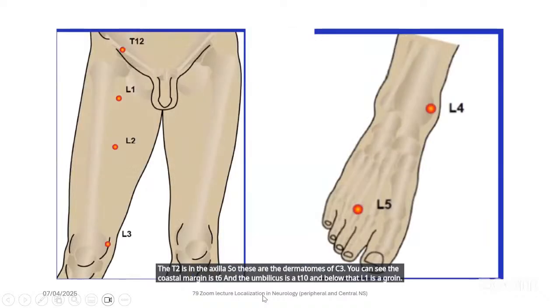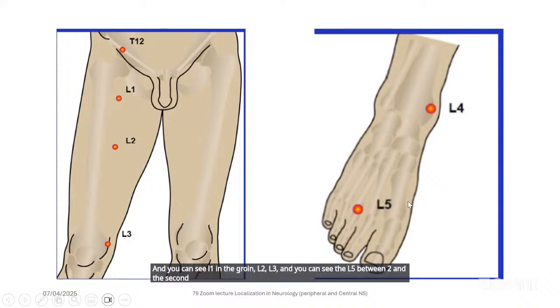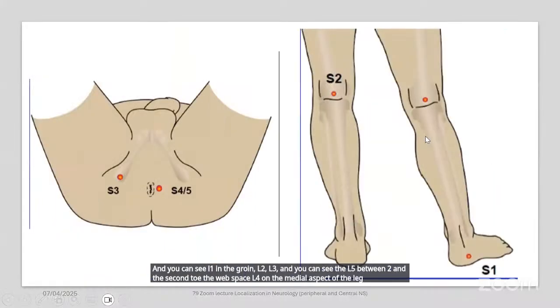You can see L1 in the groin, then L2, L3, and you can see L5 between the big toe and the second toe, the web space. L4 is on the medial aspect of the leg. These are the dermatomal distributions. On the perineal region, you have S3, S4, and S5. On the back of the knee, you have S2.